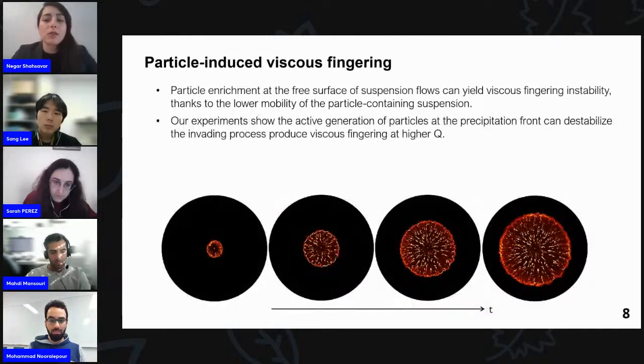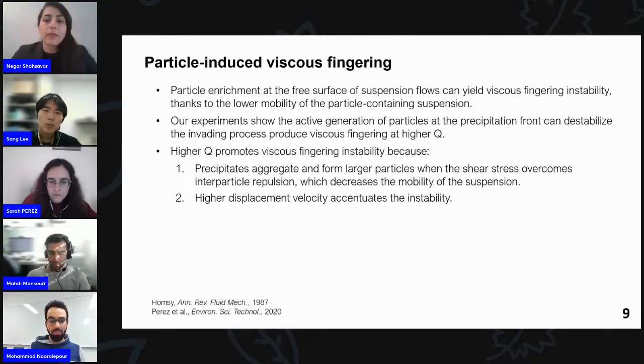These fingering patterns are very similar to the fingerings we observe in our experiments, but the difference is that the particles in our experiments are actively generated in situ as a result of the reactions, and we only see them in high injection rate experiments. The reason why we observe viscous fingering only in high injection rate experiments is twofold.